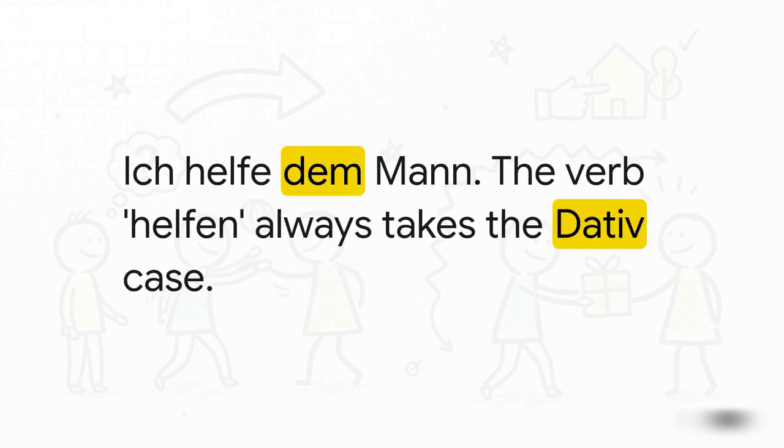And the answer is dem Mann. Why? Simple. Helfen is a dative verb. It doesn't matter what it feels like it should be in English. In German, the verb's rule is king.